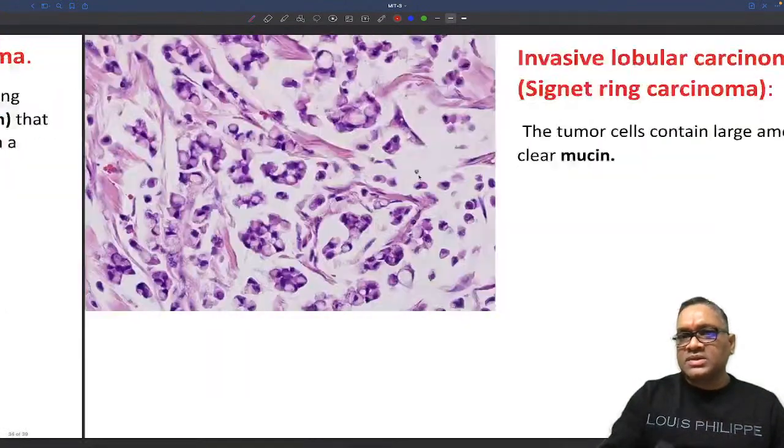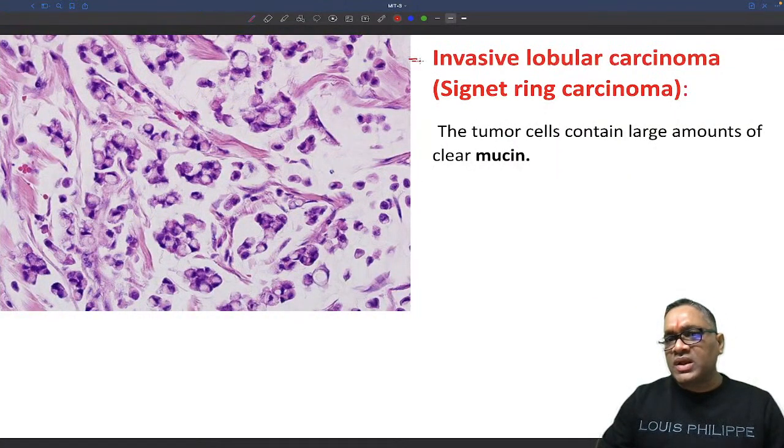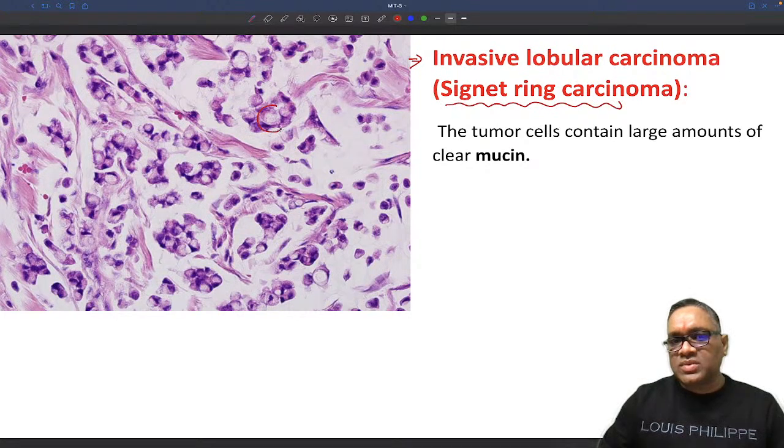This is the one thing. Second thing, you can see invasive lobular carcinoma. All right, in this you are going to see signet ring carcinoma. So you can see this tumor cell, right? If I am pointing out this tumor cell and this tumor cell. Now you can notice that the nucleus has been pushed to the periphery because of the presence of mucin.